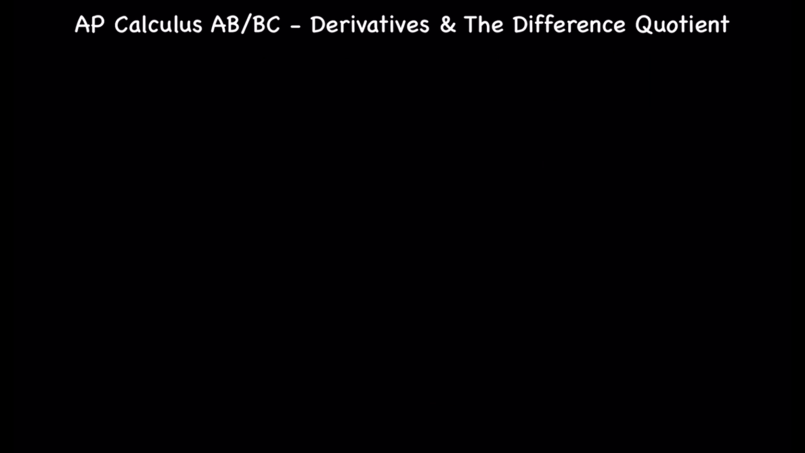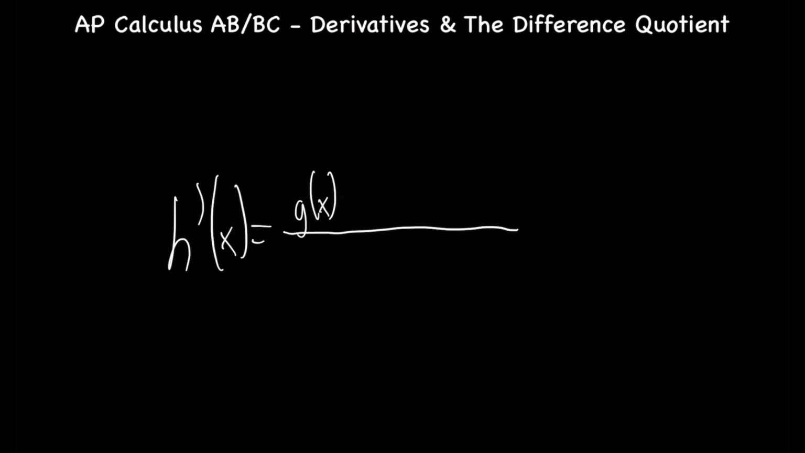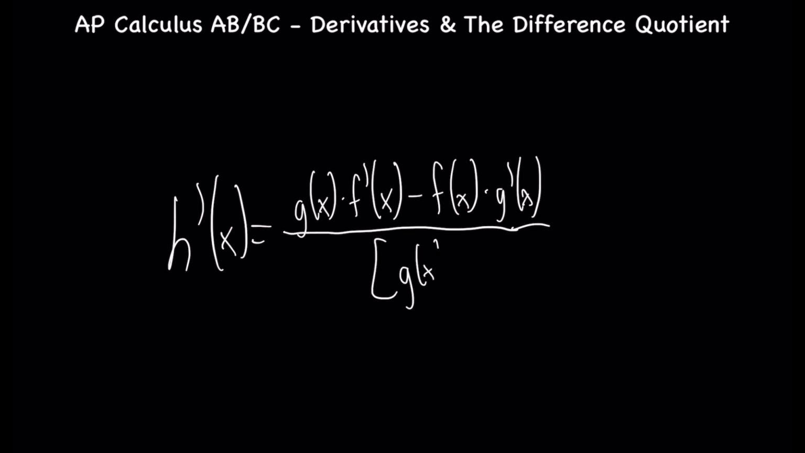Okay, now moving on to the quotient rule. Now the quotient rule is a little hectic. Obviously, we're going to be dividing. So it's basically stating that h prime of x equals g of x times f prime x minus f of x times g prime x, all divided by g of x squared. This is what it's stating.